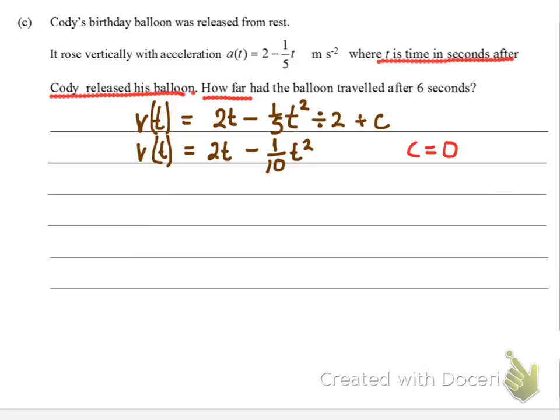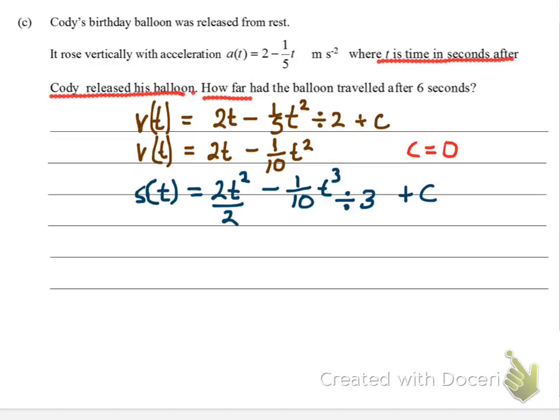We're going to have to anti-differentiate it again. Copy out your velocity equation, then add 1 to the power, divided by the new power. Do the same for the t squared, make it t cubed divided by 3, add a constant. Tidy that up a bit to make it negative 1/30 t cubed. We know that the constant is 0 because that's when it's released from his hand.